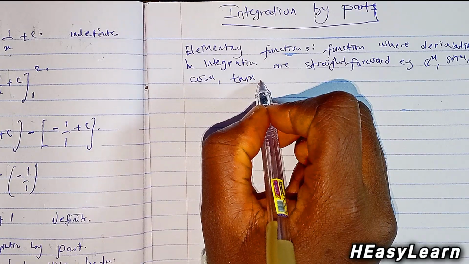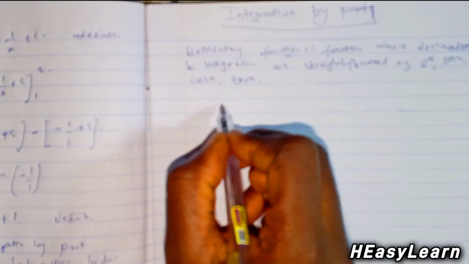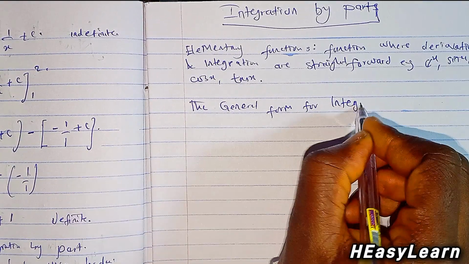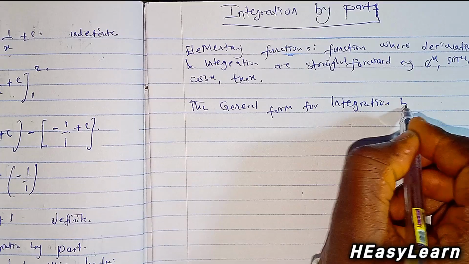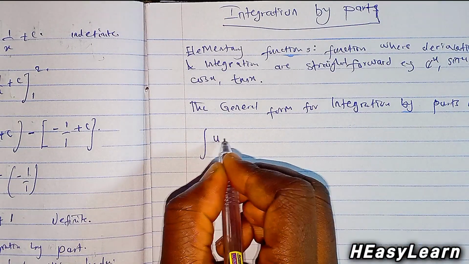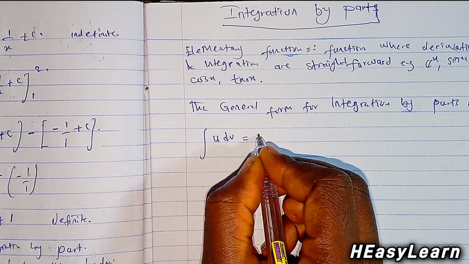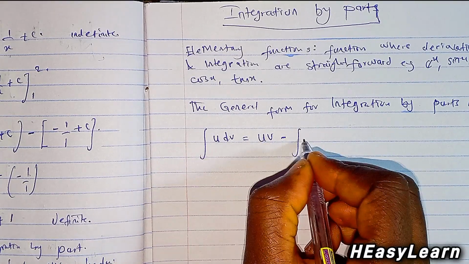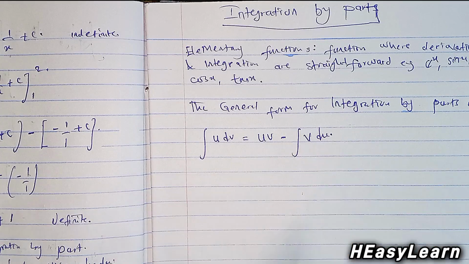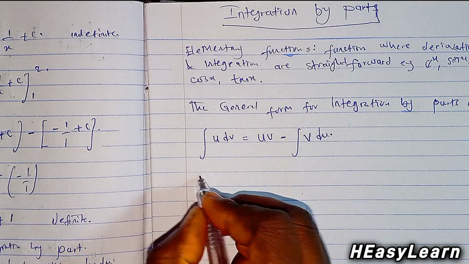The general form for integration by parts is this general formula: the integral of u dv equals uv minus the integral of v du. This is the general formula to find integration by parts.